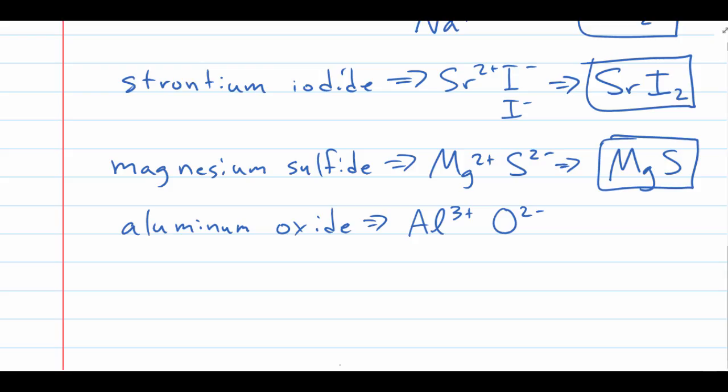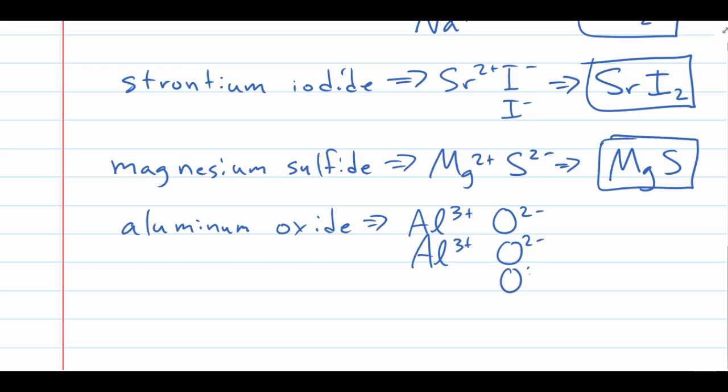One of the ways we can think about it is to calculate what's called a least common multiple. And we just look at the whole number values here. What is the least common multiple between 3 and 2? It's 6. So we're going to try to wind up with 6 positives and 6 negatives. How many aluminums do we need altogether to get 6 positives? And how many oxides do we need to get 6 negatives?